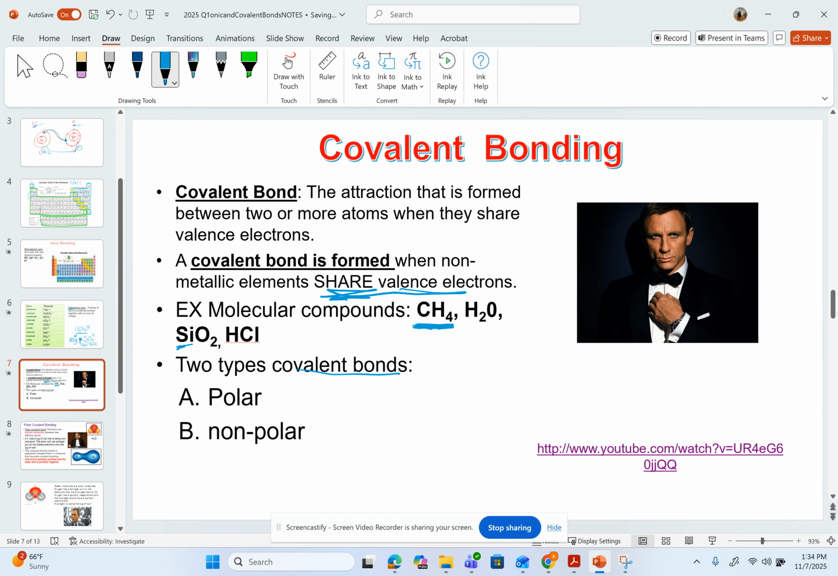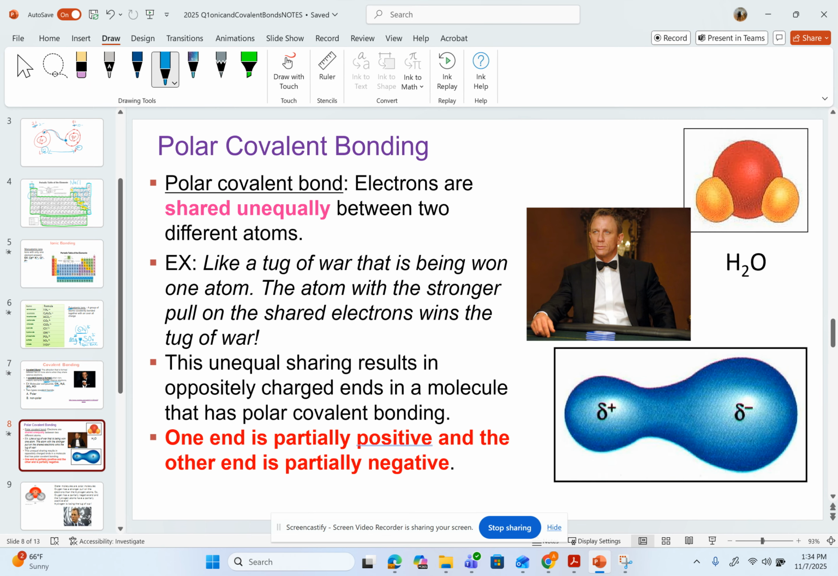There are two types of covalent bonds. So there are two ways atoms can share electrons, and the way they share electrons determines the type of covalent bond. So we have polar covalent bonds and nonpolar covalent bonds. I'm going to start with polar covalent bonds. Polar covalent bonds are when electrons are shared between different atoms unequally.